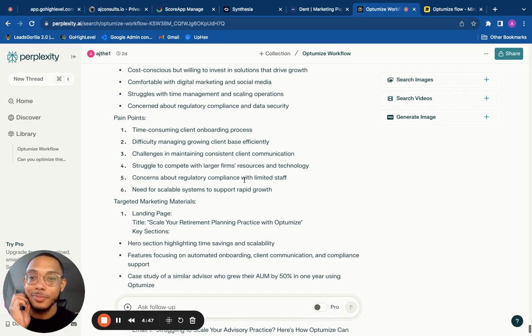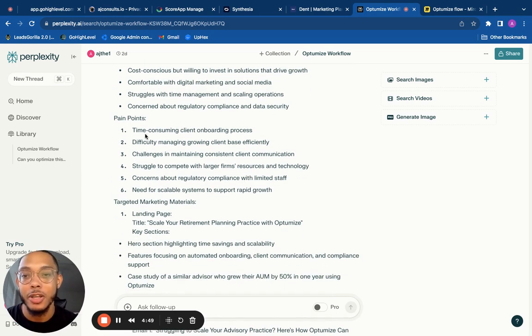Not bad as well. So some of the pain points is that time-consuming client onboarding process. I like that. Reason we're doing that is because we want somebody who has to keep redoing things over and over again. They have to send out the same stuff, the same text messages, the same emails over and over again. And their clients ask the same questions over and over again.